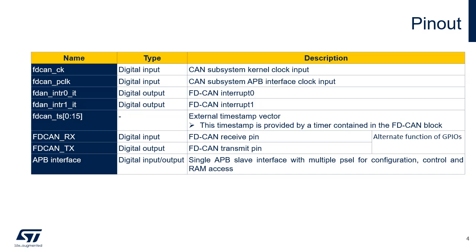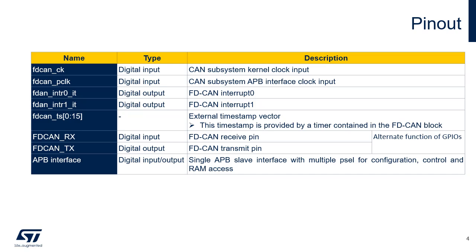The CAN subsystem input and output signals and pins are detailed in this table. 2 clocks are provided to the FDCAN unit. FDCAN CK, the kernel clock used to obtain the bit rate. FDCAN APB, which is the APB clock used to access memory-mapped registers and message RAM. 2 interrupt outputs enable the FDCAN unit to report events to the Cortex M0 Plus core.